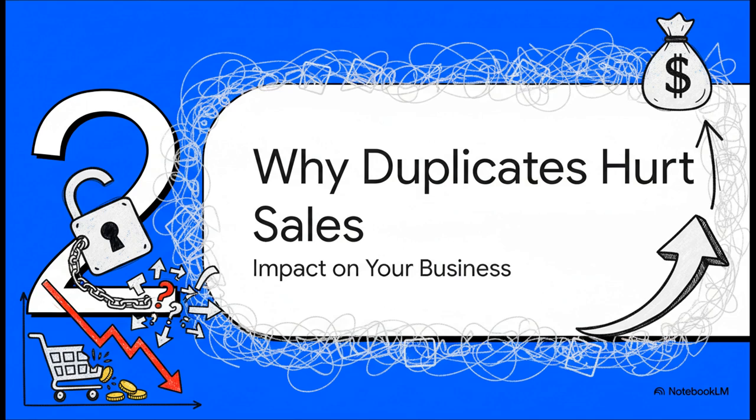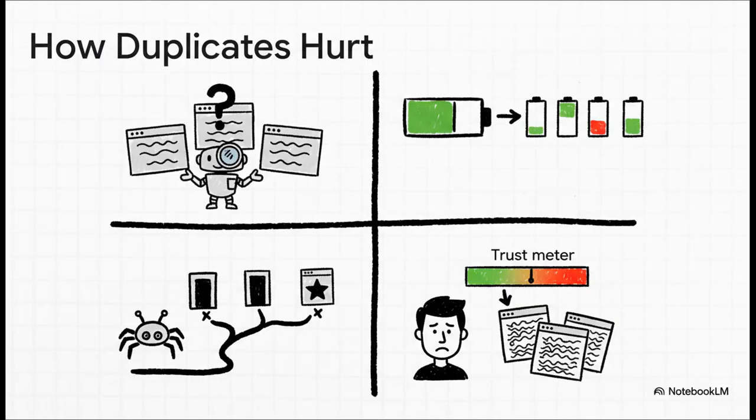Okay, so we know what causes it, but why is it actually so bad for business? Let's break down the real, tangible impact this has on your sales. Think of these as the 4 horsemen of duplicate content. First, like we said, search engines get confused, and when they're confused, they might just decide to not rank any of your pages well. Second, you're diluting your own power. Instead of having one really strong, authoritative page, you're splitting that power across 5 weak ones.